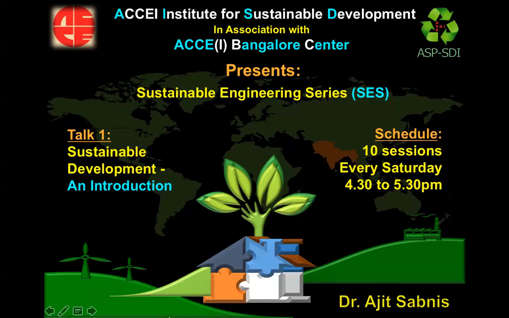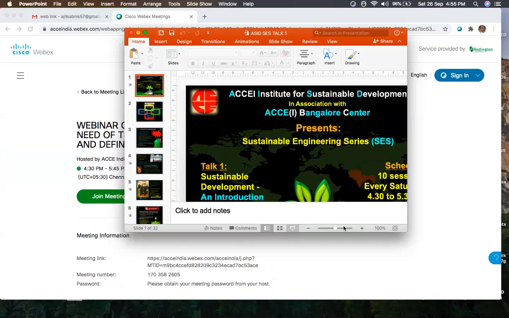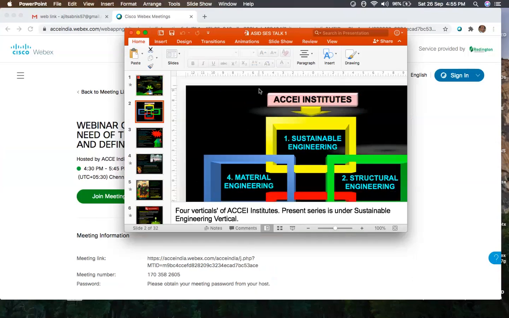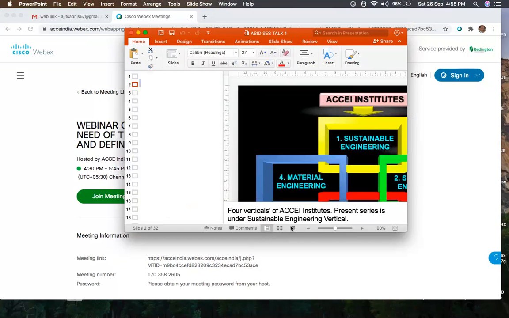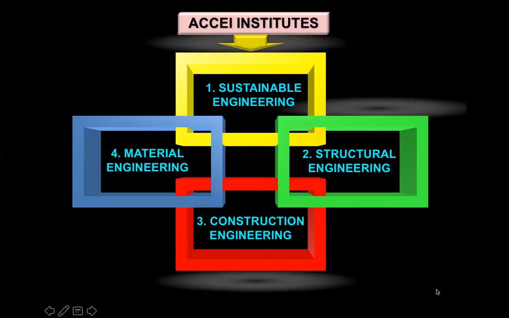ACCI Institute, as already mentioned, we actually have 4 verticals. Can you see the screen or change your screen? The first slide is still there. The second one has not come on. Can you see the slide now? Yeah. Okay. Friends, sorry for that glitch.